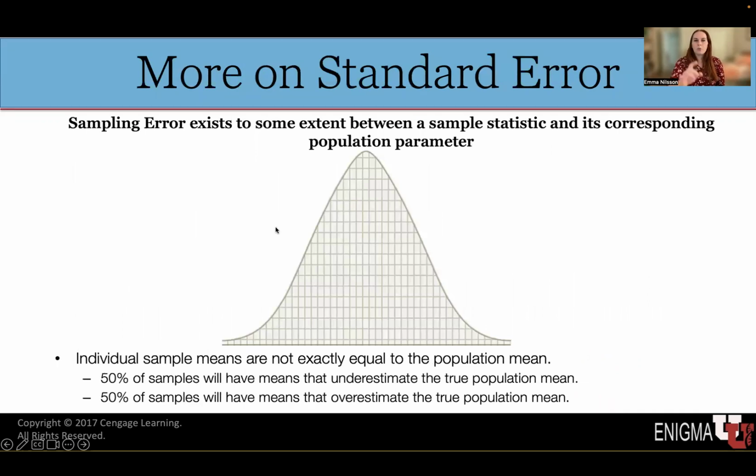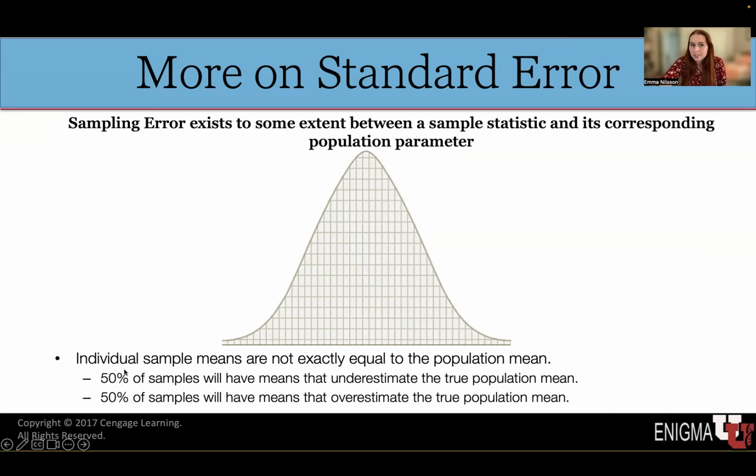So a little bit more on the applications of standard error outside of just calculating z-scores. So the general concept of sampling error, which is different than standard error, sampling error is the idea that a typical sample is not going to give you a perfectly accurate representation of the population from which it comes, right? That there's going to be some error between the sample statistic and its corresponding population parameter. And that totally exists in the sampling distribution of the mean as well.